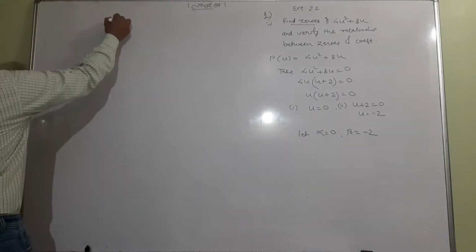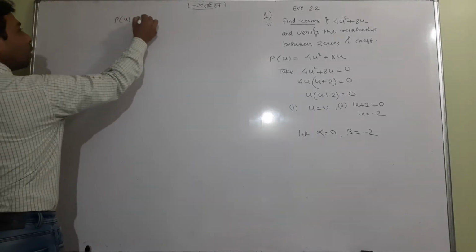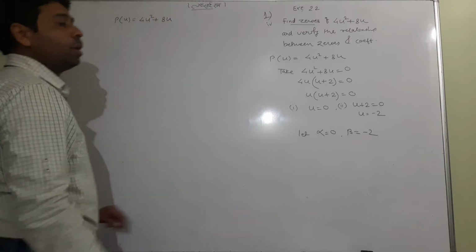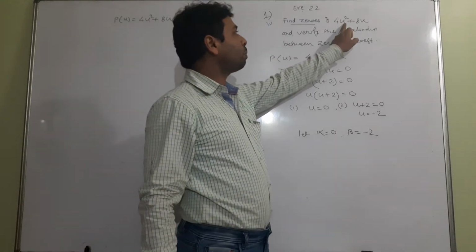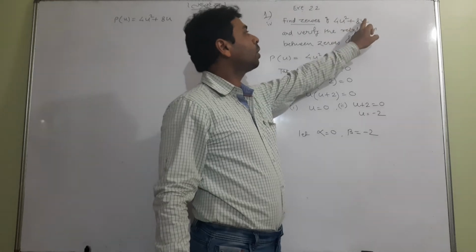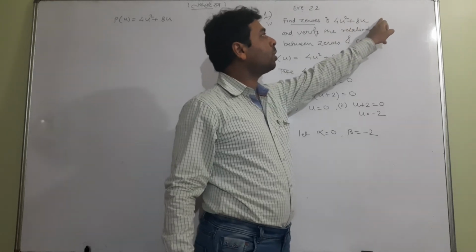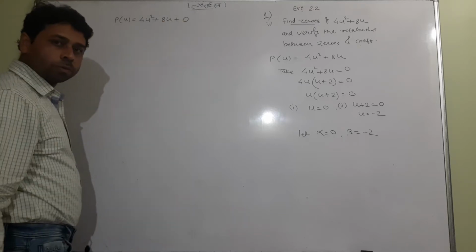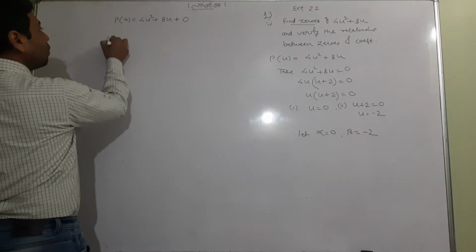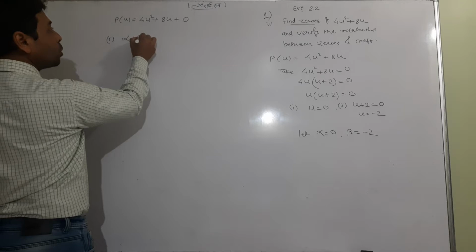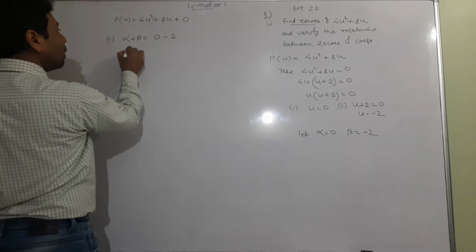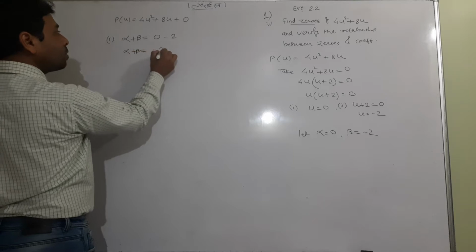Before it, let me go, your polynomial is what? This is 4u square plus 8u. The coefficient of the term u square is here, the coefficient of the term u is here, but the constant term is not here, so from your side it is 0. Now first what to do? Alpha plus beta. Look at what alpha plus beta is. Alpha is 0, beta is minus 2.